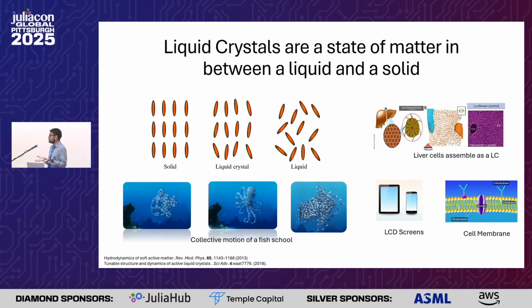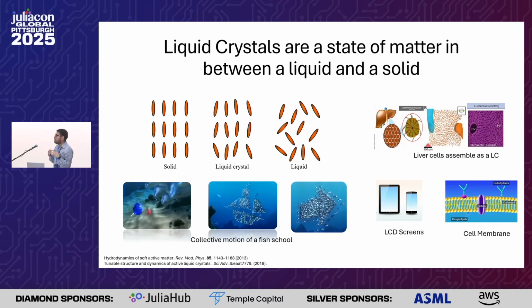First of all, what are liquid crystals? Liquid crystals are a state of matter that you can find everywhere. It's not like very magical stuff. It's something in between a solid and a liquid. A solid has a perfectly aligned orientation, whereas liquids are more random, like normal water. So liquid crystals are something in between.